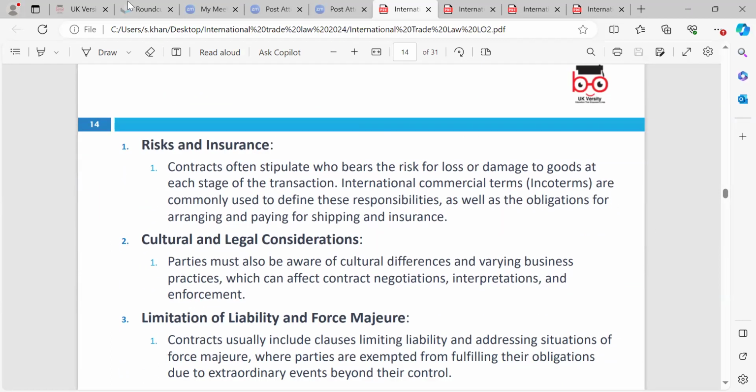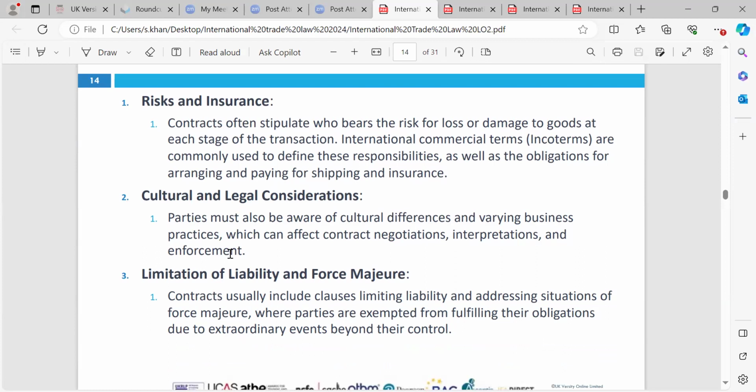Risks and insurance. Contracts often stipulate who bears the risk for loss to goods at each stage of the transaction. International commercial terms, Incoterms, are commonly used.